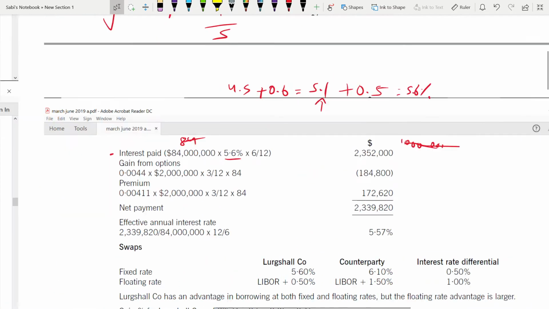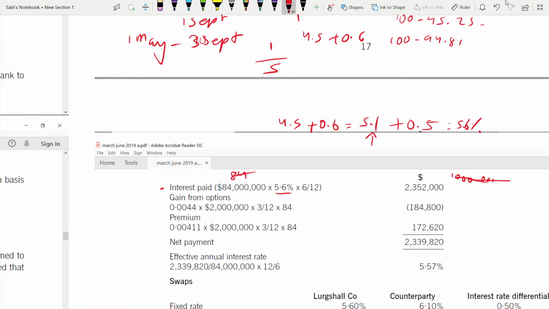That's why you're multiplying 5.6% by 6 over 12, because it is for 6 months. Here it's not 6 over 3. So make sure you don't get the fractions wrong. Only when you're finding the number of contracts is it 6 divided by 3. But here it is 6 over 12 for 6 months. So that is the interest paid.